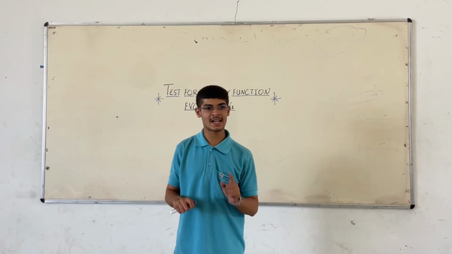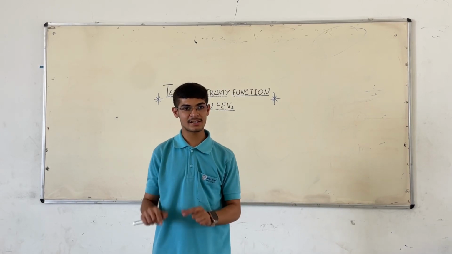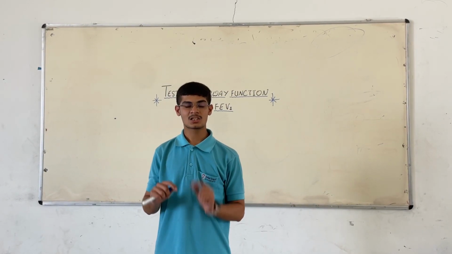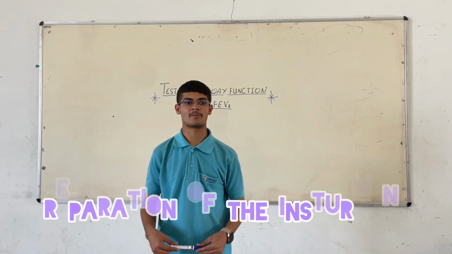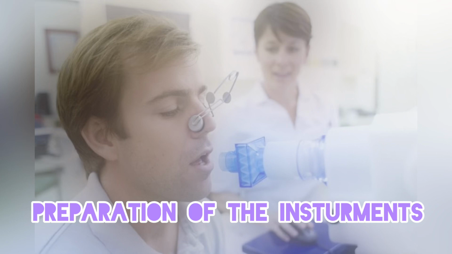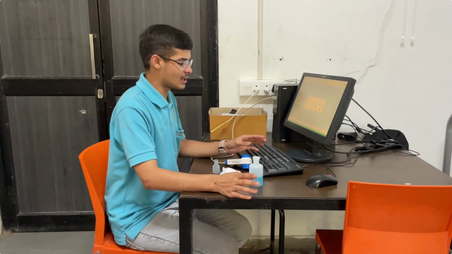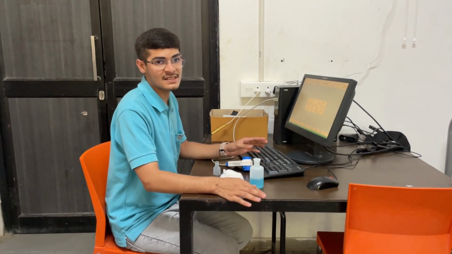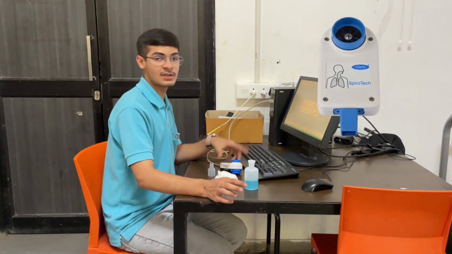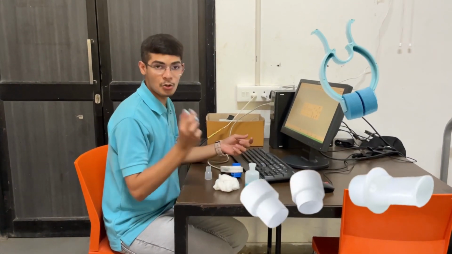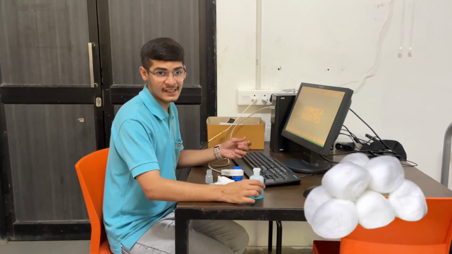So FVC and FEV1 are both lung function tests which are performed during spirometry. Now let's see how these tests are performed during spirometry. Today we are going to assess some of the lung capacities and volumes. For that, the instruments we need are a spirometer connected to the computer, a mouthpiece, a nose clip, some cotton and sanitizer. You also need software for interpretation. The software which we are using is Spiro.